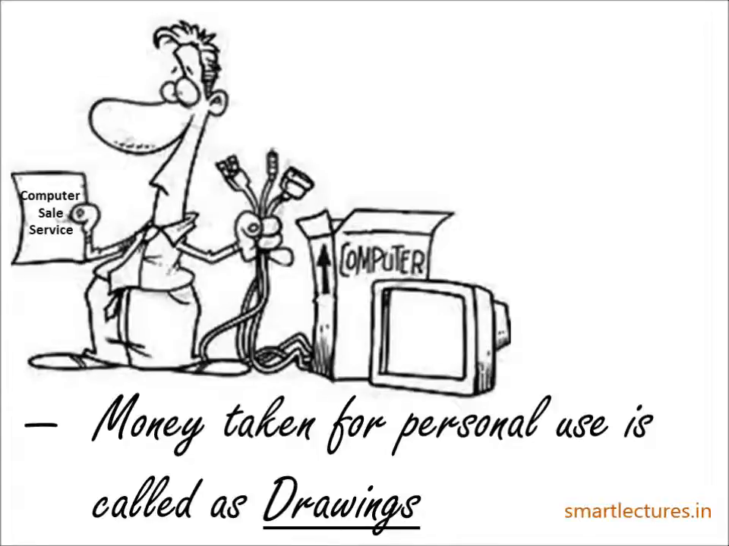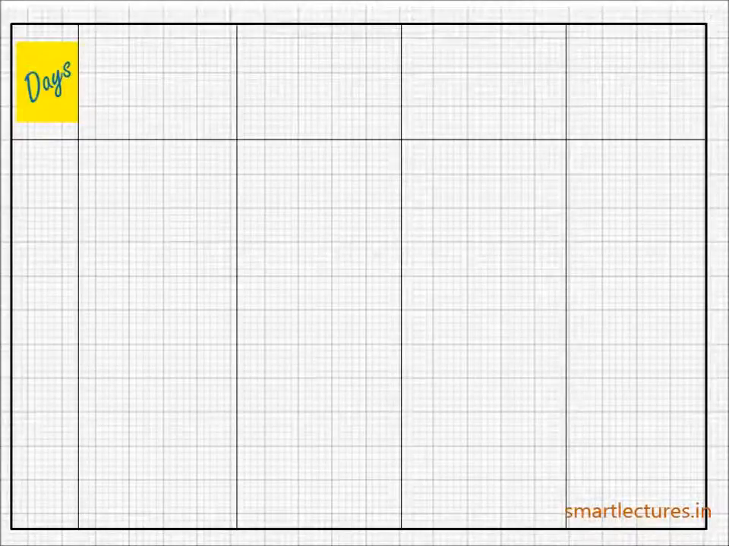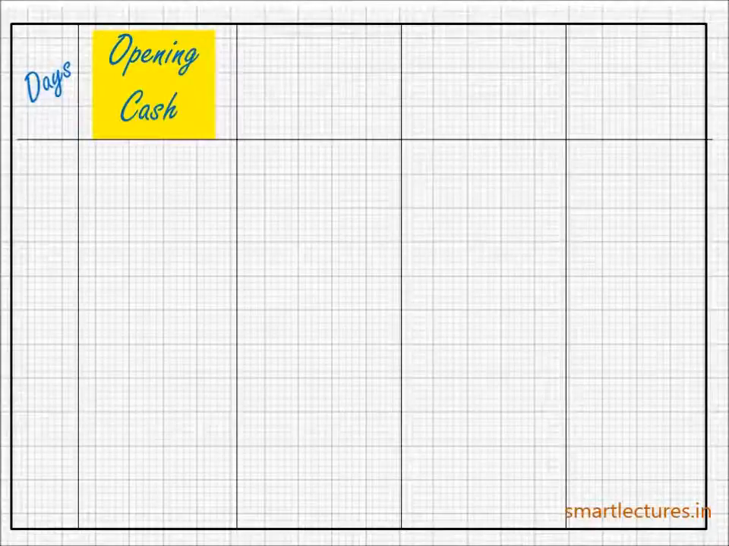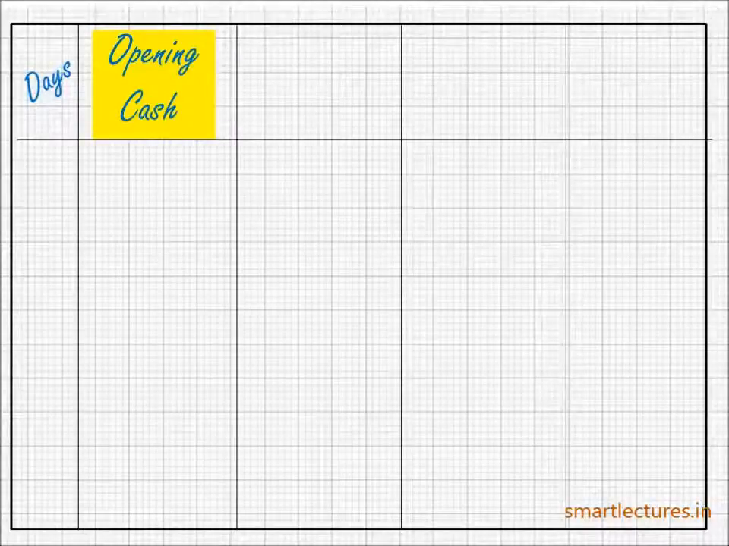So let's prepare 5 columns for A. First column is for the days: Monday, Tuesday, Wednesday, Thursday, Friday. He doesn't work on Saturdays and Sundays. He likes to spend the weekends with his friends. In the second column, I'm going to write down opening cash, because I'm going to assume that every day at 9 o'clock in the morning he leaves his home and takes 1000 rupees cash in his pocket because he needs the money for the whole day.